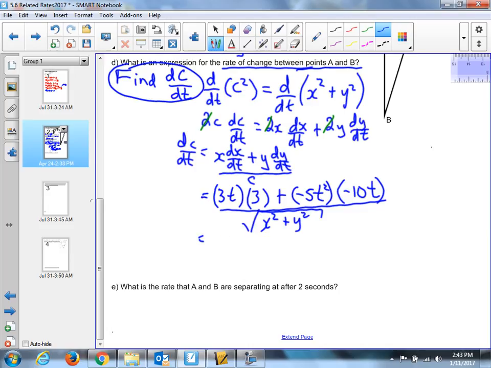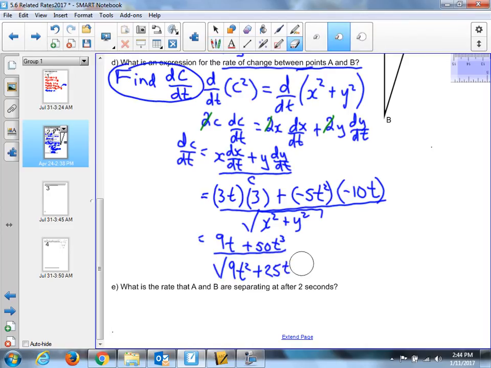So 9t, two negatives, so still positive, 50t cubed, over the square root of, well, the x expression squared, which would be 9t squared, plus the y expression squared, which is negative 5, so 25t to the 4.